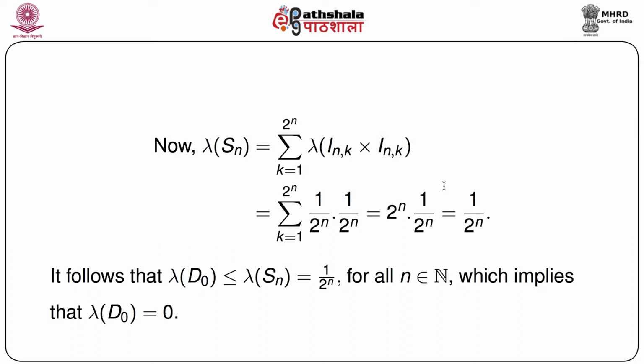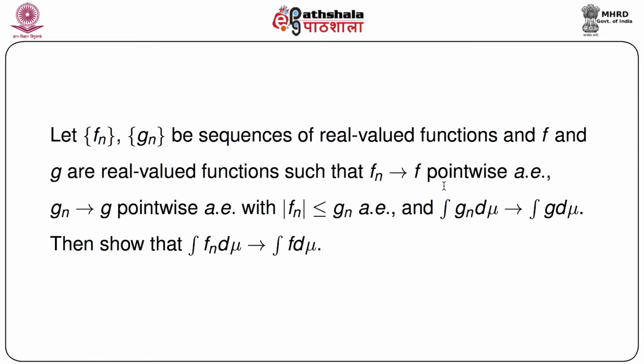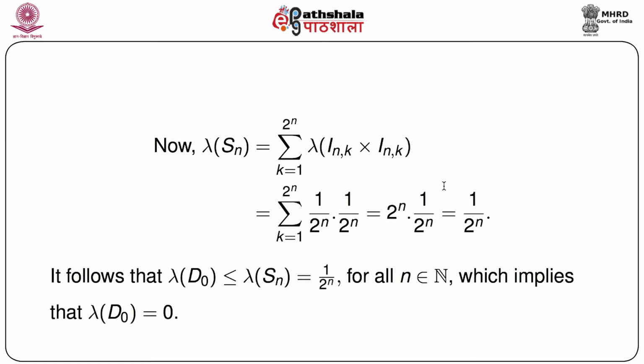Now naturally it follows that lambda of D naught is less than or equal to lambda of S n, which equals 1 by 2 to the power n. We have just proved it for every n belonging to the set of natural numbers. Now if we let n go to infinity, because D naught is nothing but the limit, this automatically implies that lambda of D naught equals 0. So that completes the entire proof.